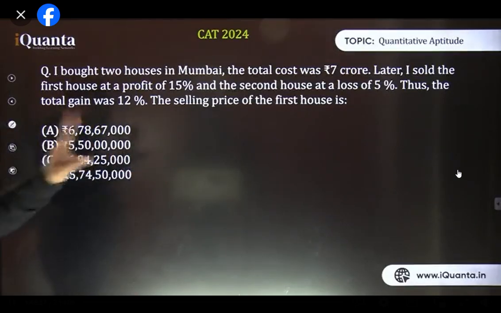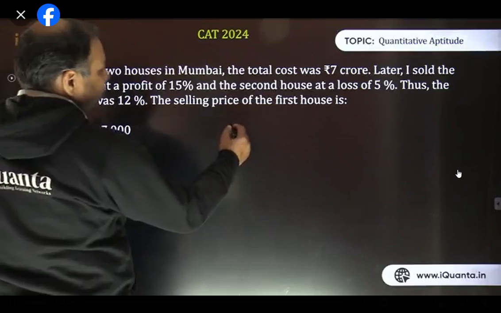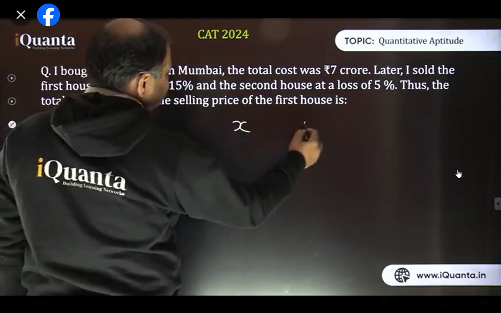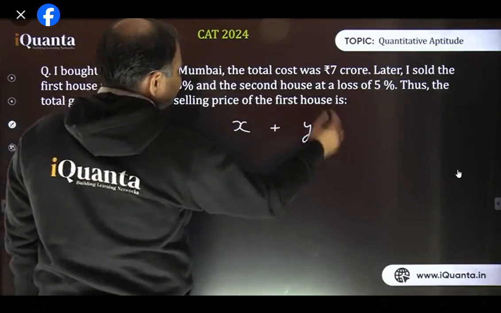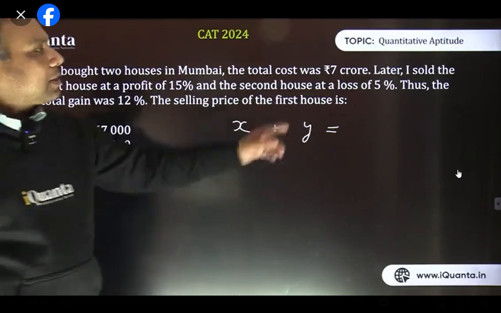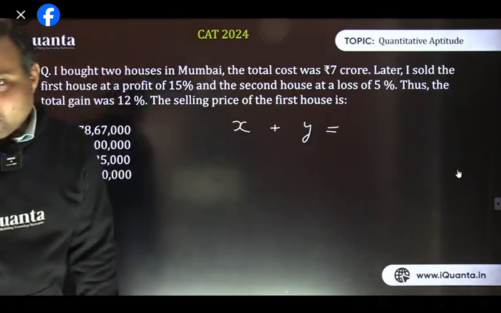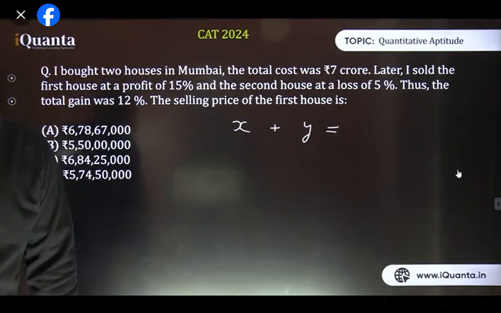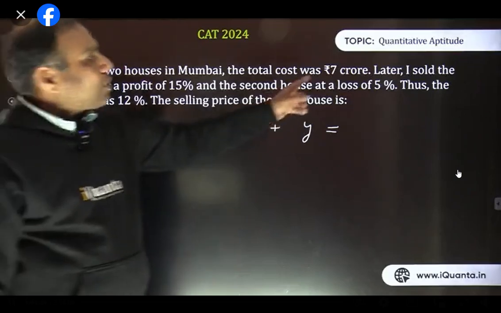I'm just writing the simple equation right now. Let's say the cost price of the two houses were X and Y. So X plus Y is 7 crore. See, I hope you remember in a crore there are 7 zeros. Fine? Yes, we can make two equations and solve. Exactly, Pardu, I am going to write that only.